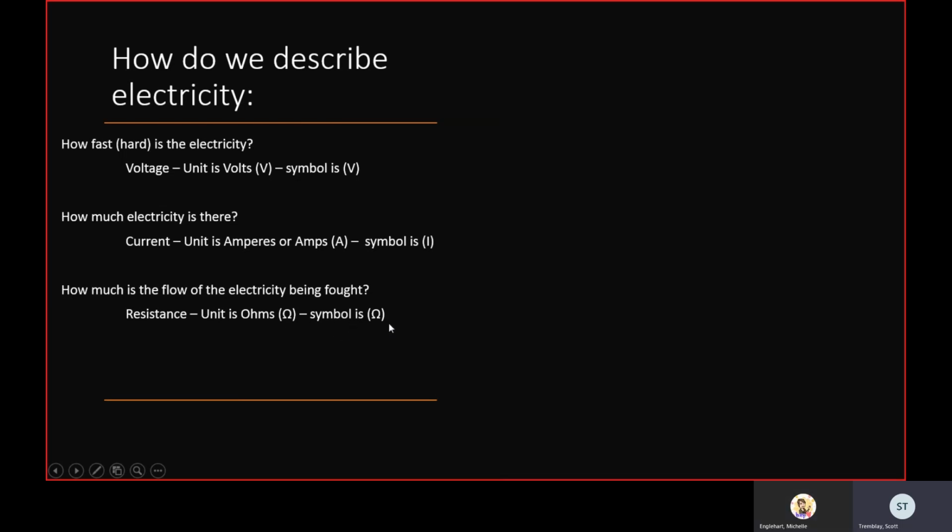The next slide, I think. And the symbol for that is this, the Greek letter omega. Is it sigma? I think so. So there we go, that's ohms. It kind of looks like the God of War symbol if you play video games. Or like an upside down horseshoe.